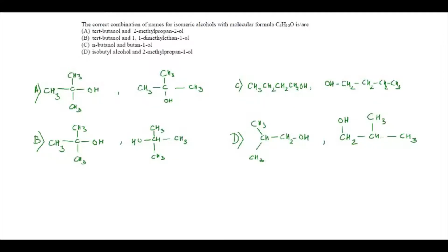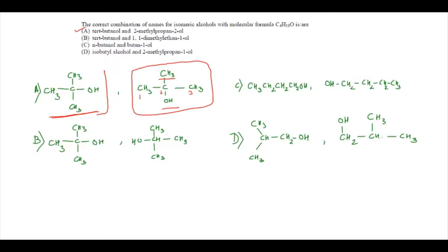The first option is tertiary butanol and 2-methyl propane 2-ol. So this is tertiary butanol, the common name of this particular alcohol, and 2-methyl propane 2-ol. So propane, that means 1, 2, 3 carbon in a chain, and with the second carbon we will have the methyl group as well as the OH group. So if we now check, we will see that tertiary butanol and this 2-methyl propane 2-ol are basically the same compound. So option A is one of the correct options.